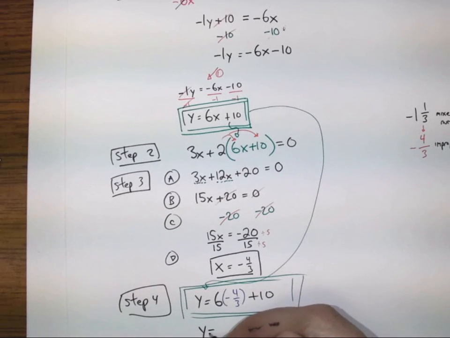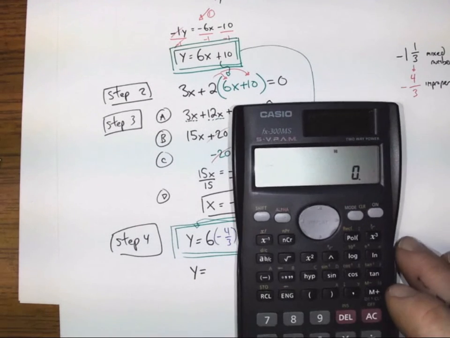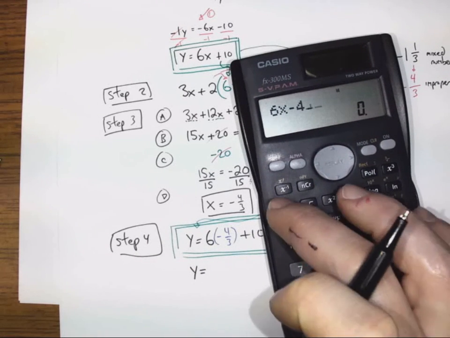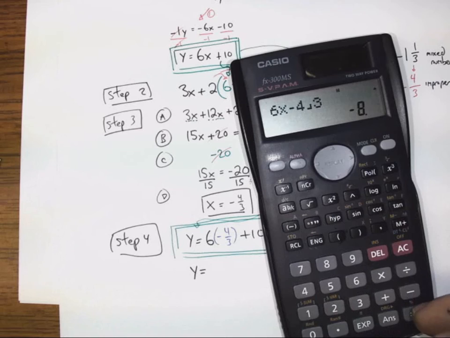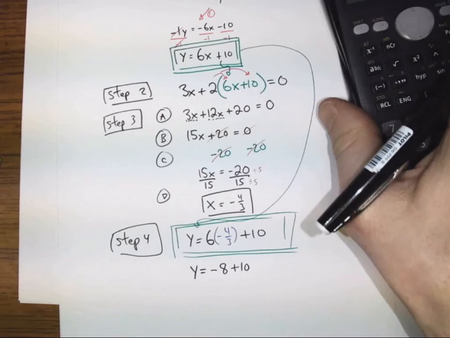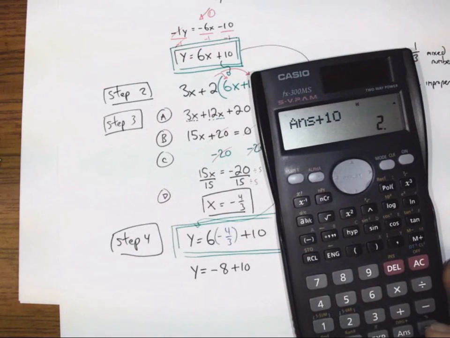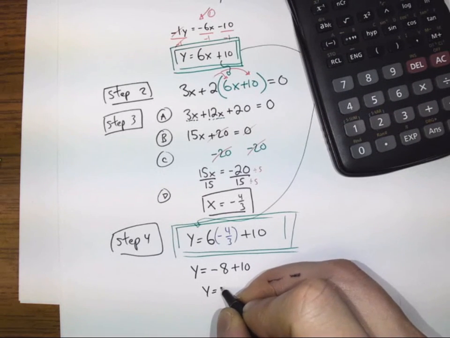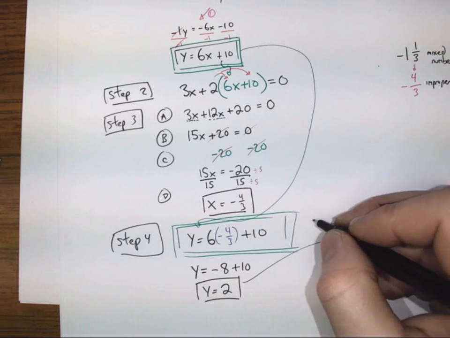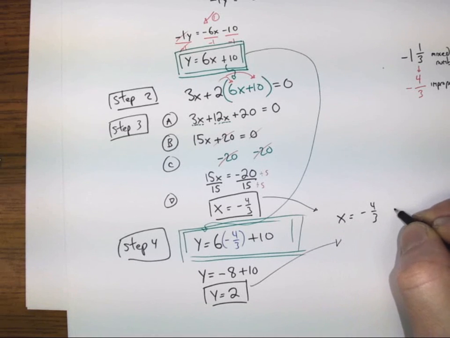So it gives us y is equal to 6 times negative 4 over 3. It's negative 8. Okay. And if I take negative 8 and I add 10, I get 2. So y is 2. Okay. So our values are x is negative 4/3 and y is 2.